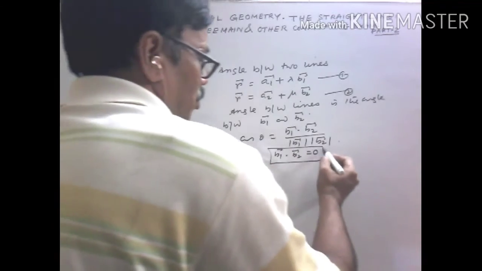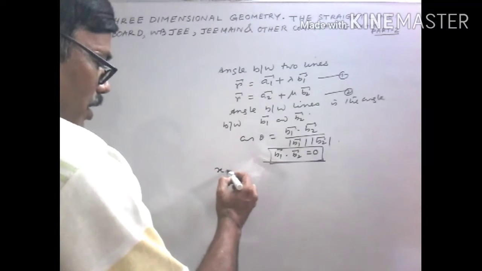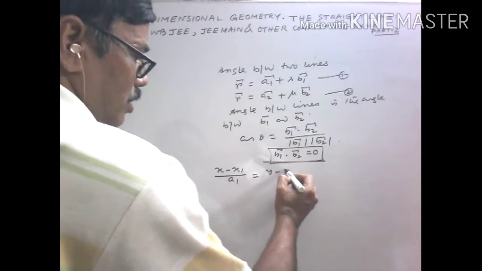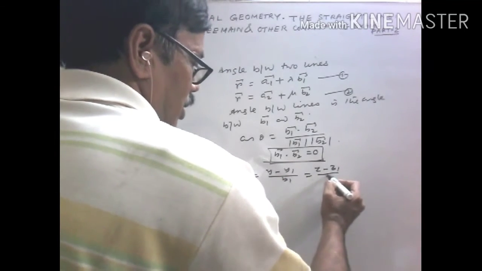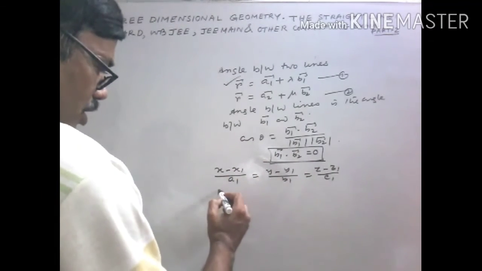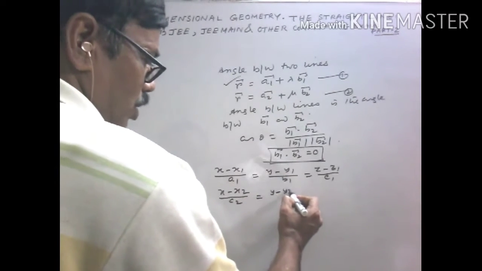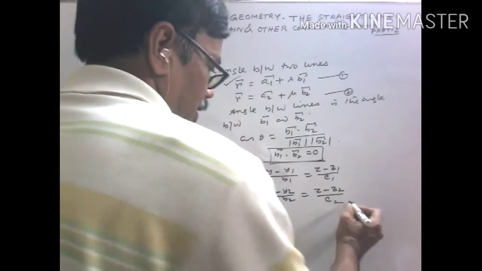So this is a well-known property of vectors. Now, if equations are given in Cartesian form, this is symmetric form: (x − x1)/a1, (y − y1)/b1, (z − z1)/c1, passing through (x1, y1, z1), parallel to this: (x − x2)/a2, (y − y2)/b2, (z − z2)/c2.